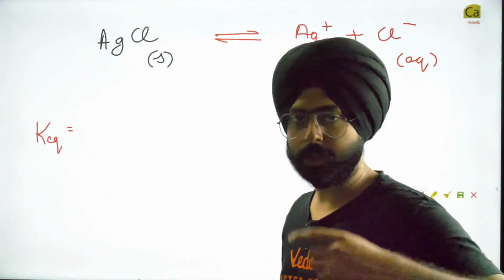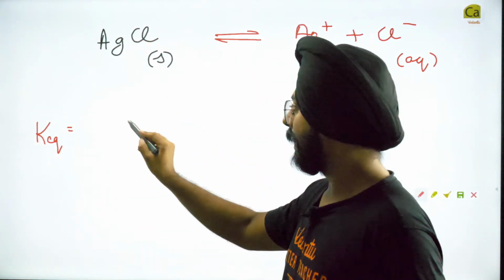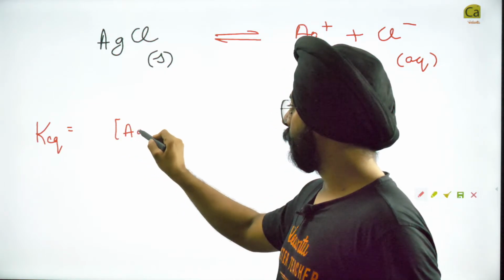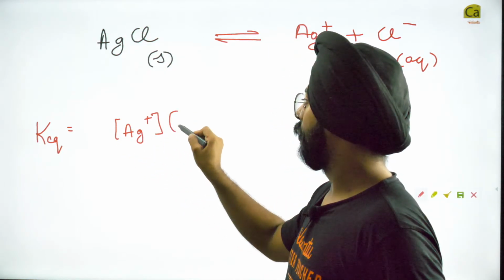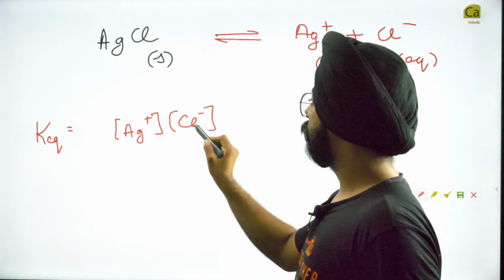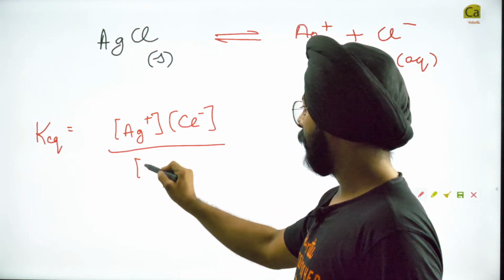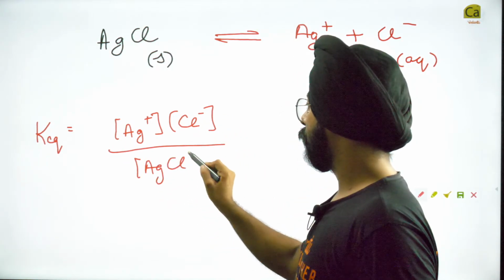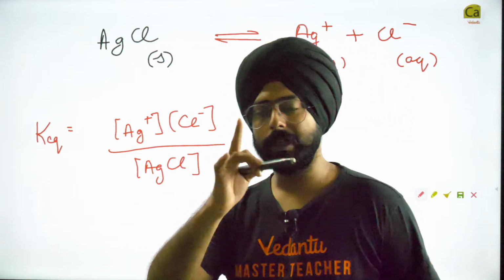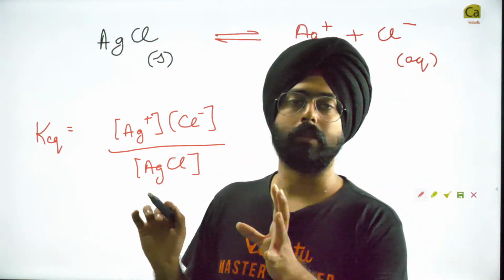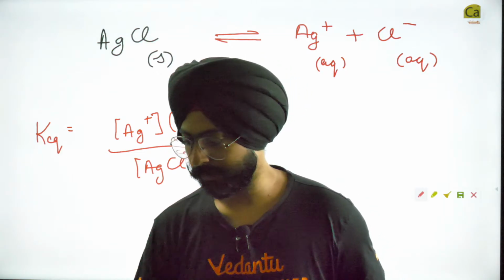I'll write an expression, you have to tell me whether it is correct or not. K equilibrium can be written as Ag positive's concentration into Cl negative's concentration divided by AgCl's concentration. Is this correct or not? Just write correct, incorrect in the chat box.